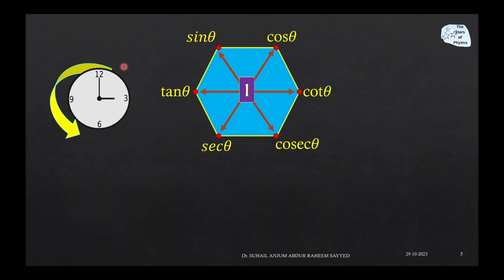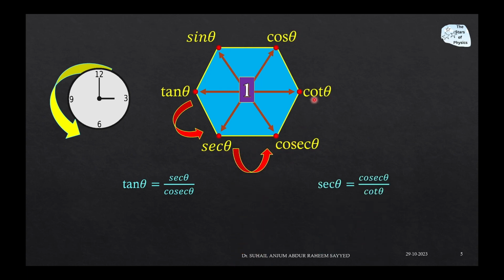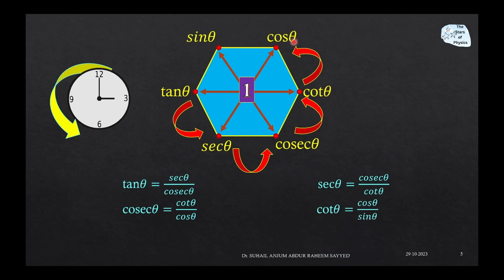Now if we move in an anti-clockwise direction, then also we can get some trigonometric identities here. So tan theta is nothing but sec theta divided by the next one, that is cosec theta. And in the similar way, we have sec theta as cosec theta divided by cot theta. Then cosec theta is cot theta divided by cos theta. Then cot theta is cos theta divided by sin theta. Then cos theta is sin theta divided by tan theta, and sin theta is tan theta divided by sec theta.